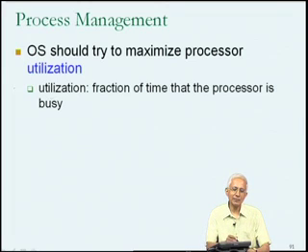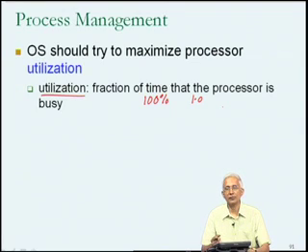Therefore, maximizing the processor utilization, the percentage of time that the processor is busy, trying to get it as close to 100% or a fraction of 1.0. Utilization will often be described as a percentage by multiplying the fraction by 100. This would be a good objective for an operating system to have. But it is possible that other objectives might also come into play.